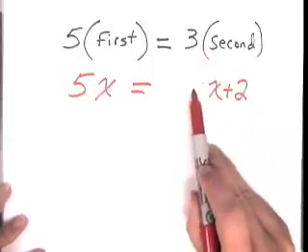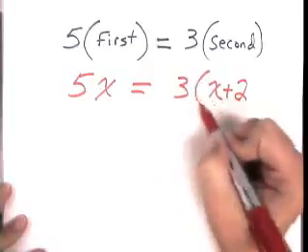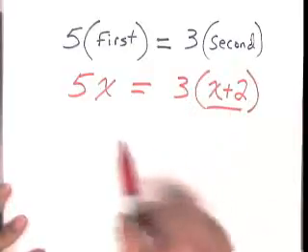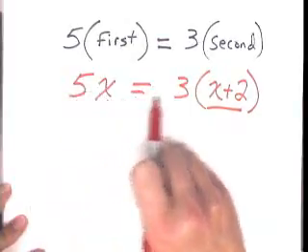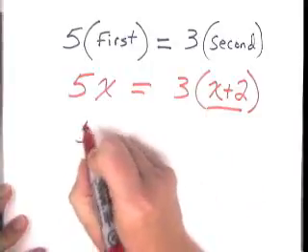Now be careful, because I cannot just put 3 here. I have to show 3 times that entire quantity of x plus 2. So now I've shown 5 times my first variable of x is equal to 3 times the second number, which is 2 larger than x. Now I can solve my equation and we'll be able to check our answer.